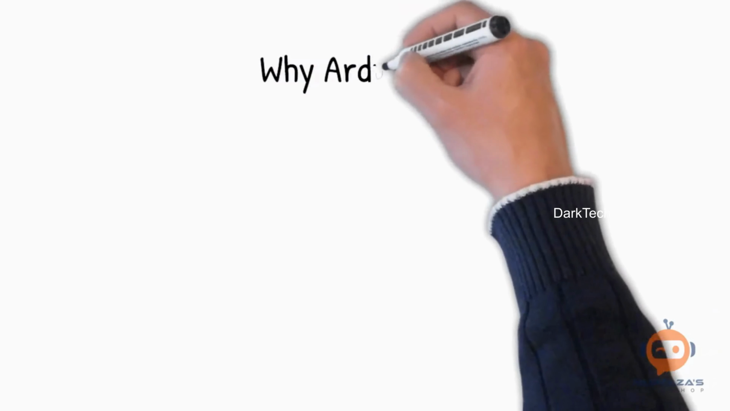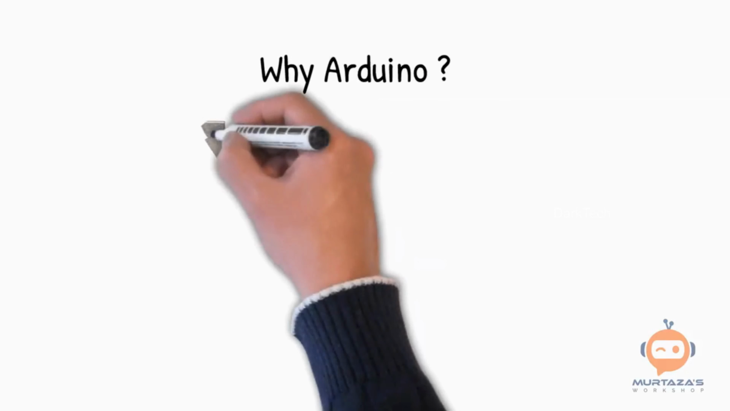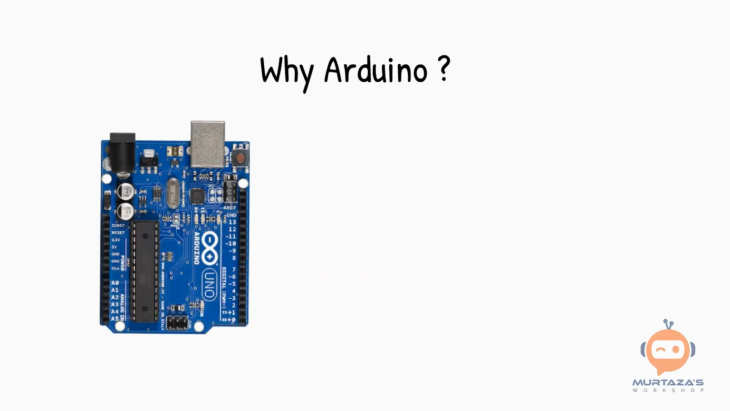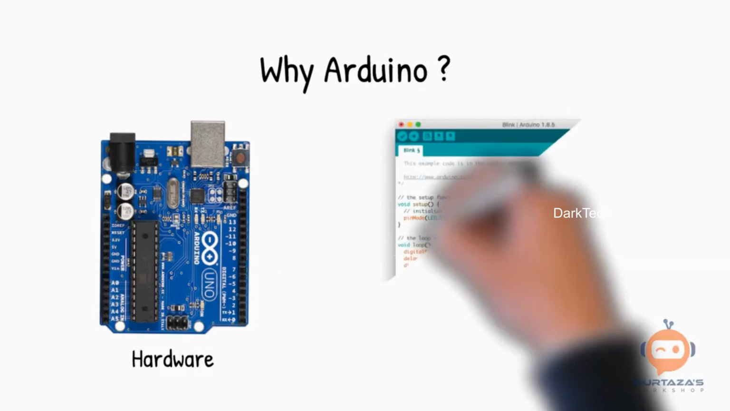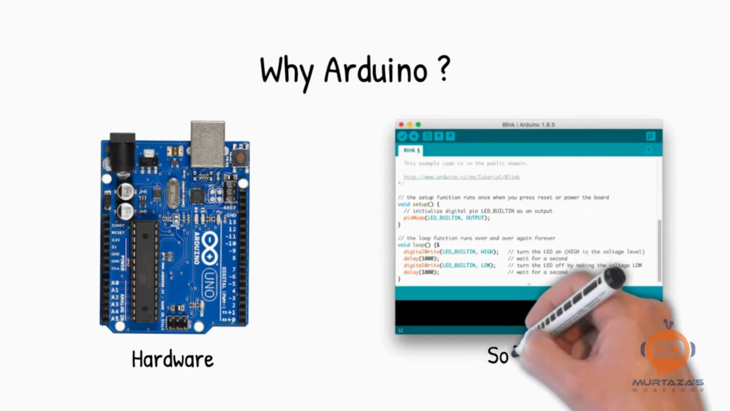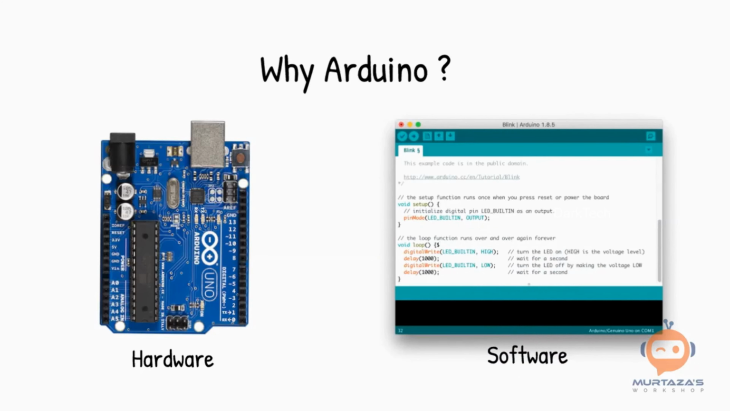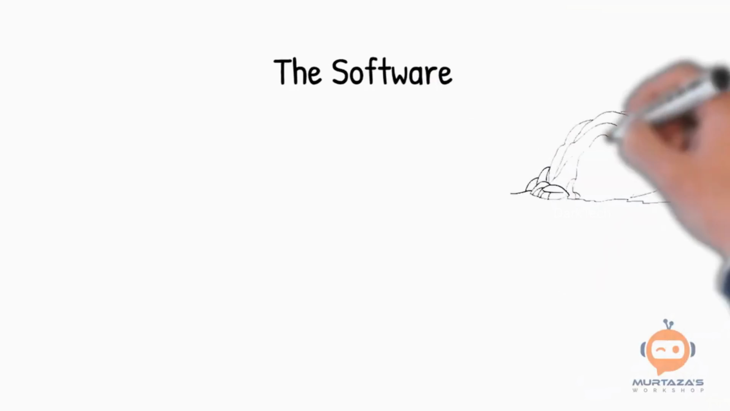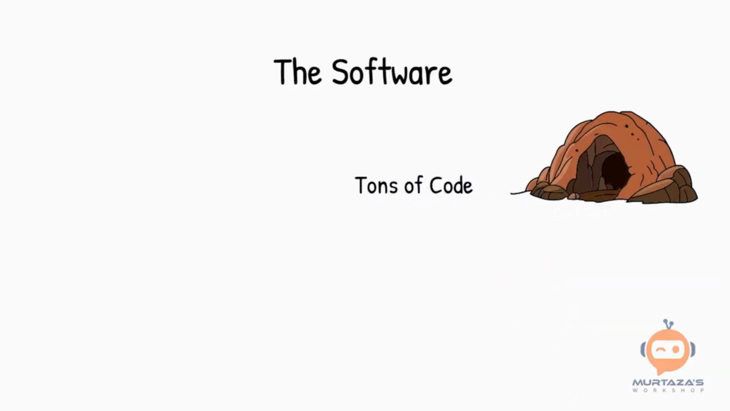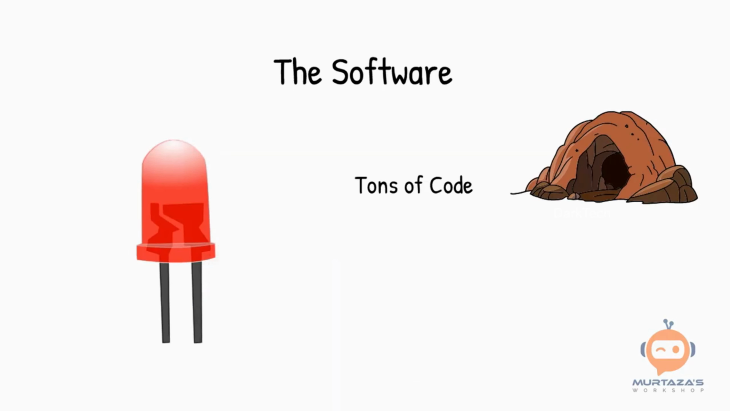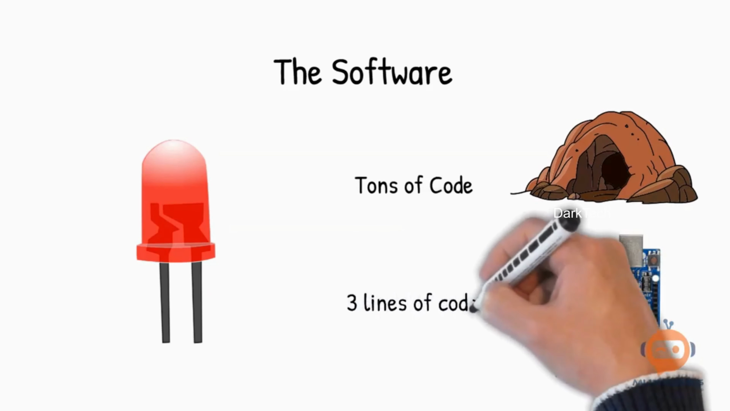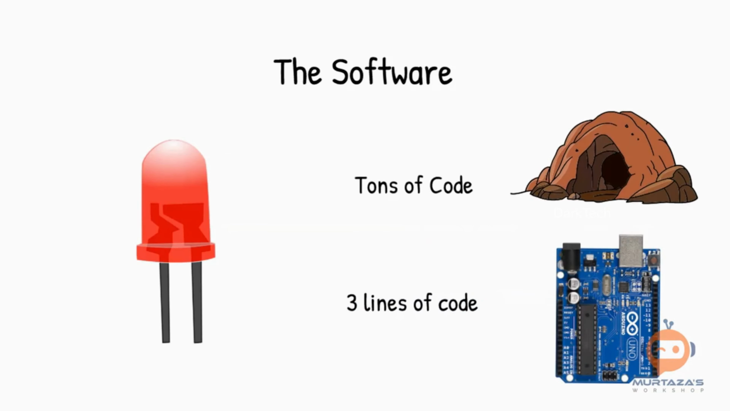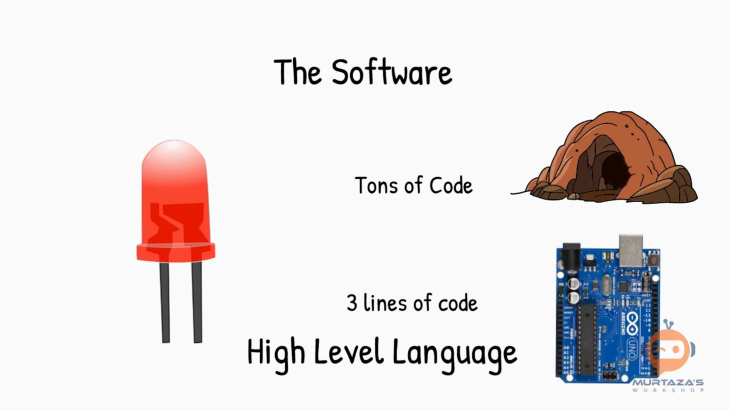So what's so special about these Arduino boards? Even though when referred to Arduino, the hardware comes to mind, the speciality of the Arduino is in its software. It makes the process of programming much easier than any other similar device out there. In earlier times, we used to write tons of lines of code just to turn on an LED. But now with Arduino, we can achieve the same result in just 3 simple lines of code. So we can say it is a high-level language that takes care of the coding details for us so that we can focus more on the actual project.